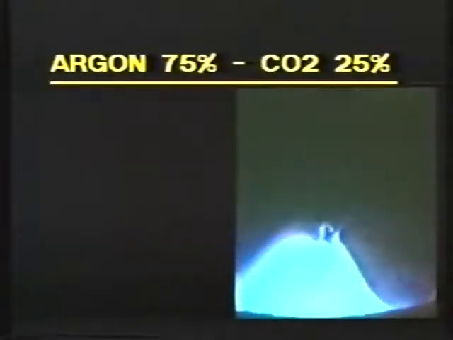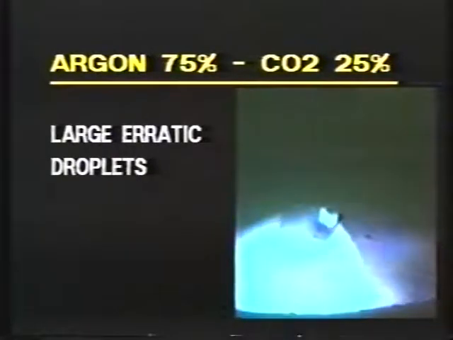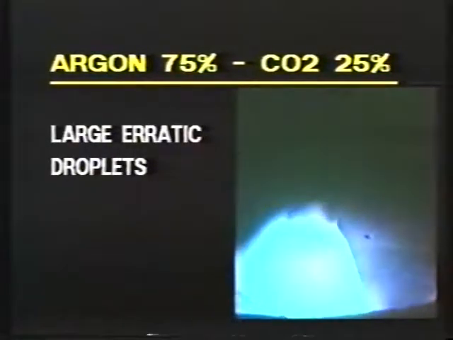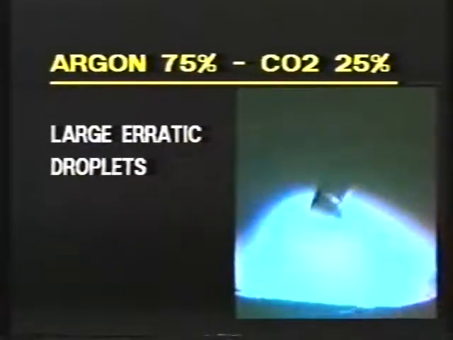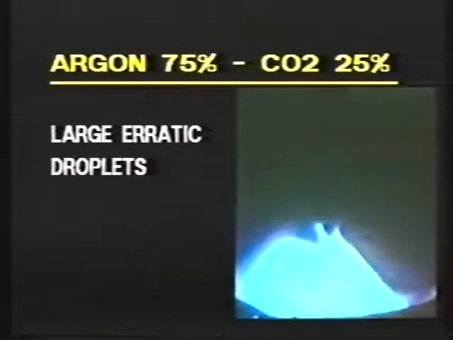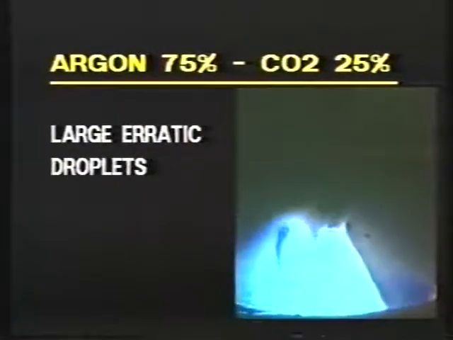With CO2, spray transfer is not possible. The large erratic droplets are caused by an upward repelling force in the CO2 plasma. The arc is always unstable, producing large amounts of spatter. When the CO2 is mixed with an inert gas such as argon, the droplet transfer changes. 75% argon plus 25% CO2 still produces erratic large droplets unless excessive currents and voltages are used.